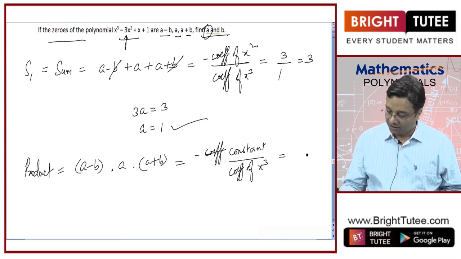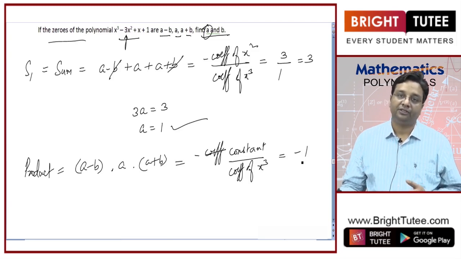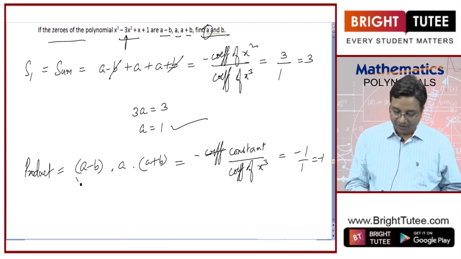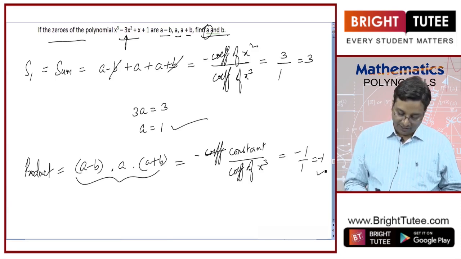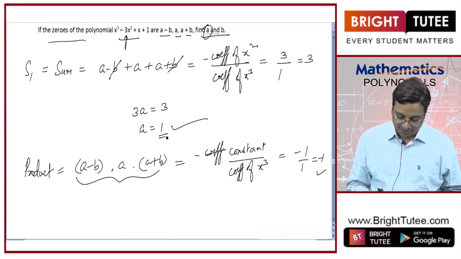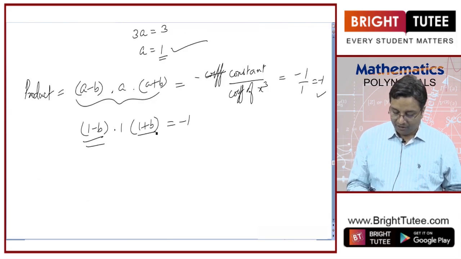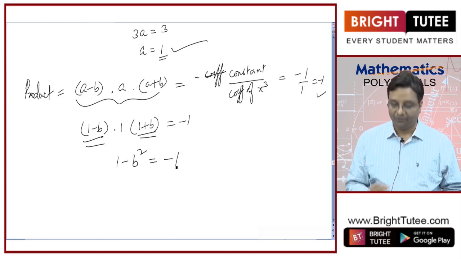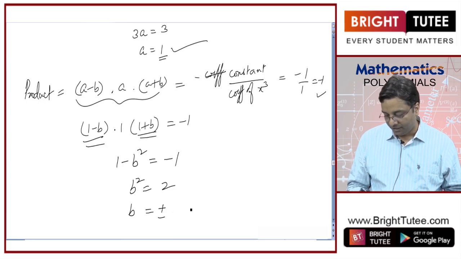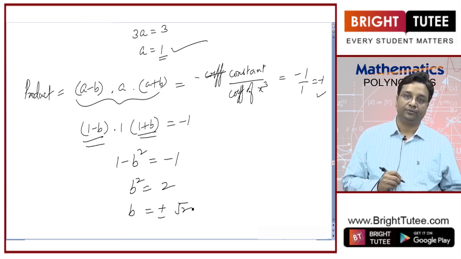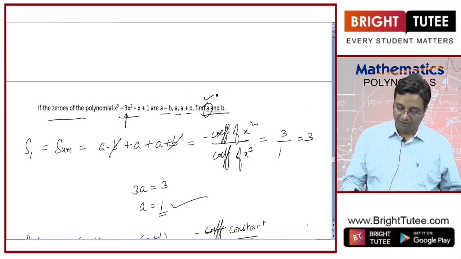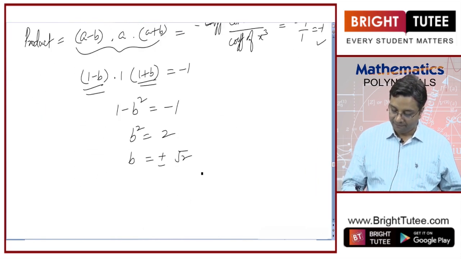What is the constant term here? Minus 1. And what is the coefficient of x cube? It is 1. So this product should be equal to minus 1, right? Let's put the value of a as 1. So 1 minus b into 1 plus b is equal to minus 1. So a minus b into a plus b will give me a square minus b square. So it is equal to minus 1, hence b square is equal to 2. So what is b? It is equal to plus minus root 2, right? This is how we find the values of a and b here. Okay.